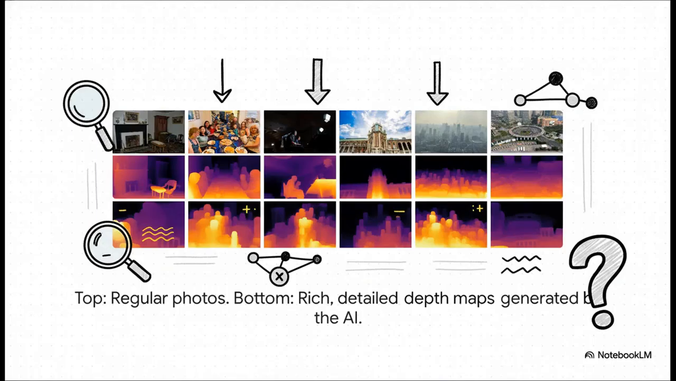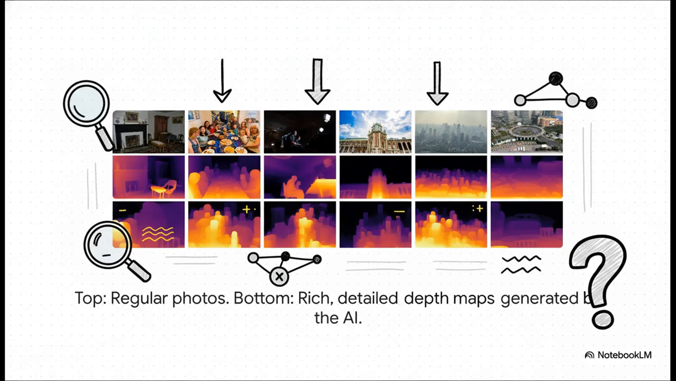Okay, just take a look at this. Up top, you've got your standard 2D pictures, right? A living room, a party, a city skyline. But what's below them, that's what the AI is actually seeing. It's a rich, detailed depth map. See the bright yellow areas? That's stuff that's super close to you. And the dark purple and black? That's way off in the distance. It has literally taken a flat image and figured out the 3D space inside it.